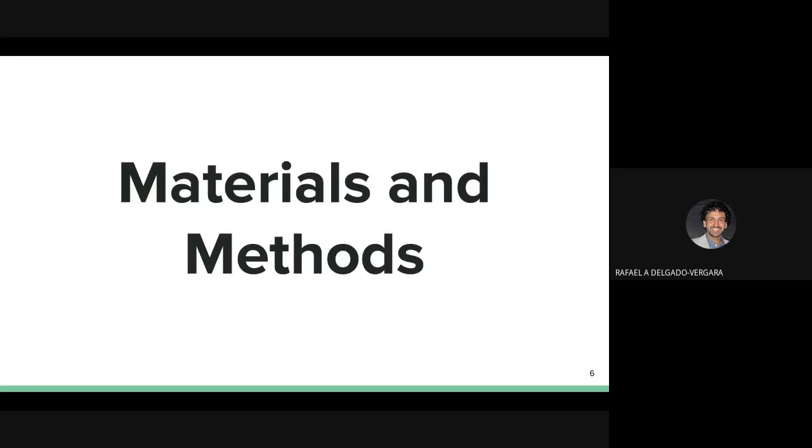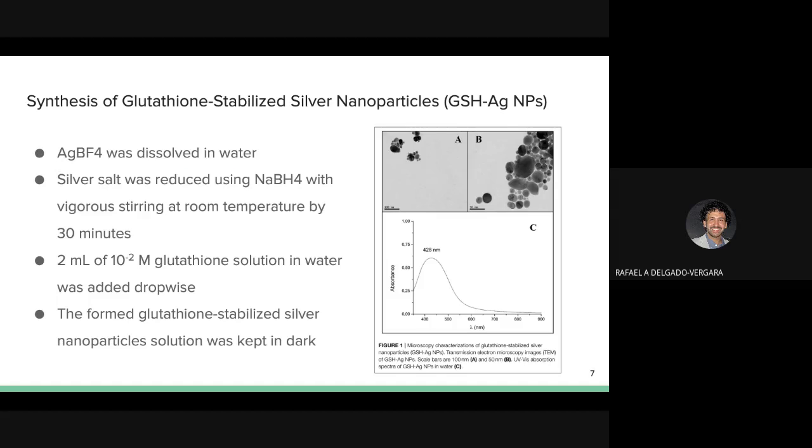With the materials and methods, we're going to briefly explain it. In the synthesis of glutathione stabilized silver nanoparticles, GSH-AgNPs, as we abbreviate, silver tetrafluoroborate, AgBF4, was firstly dissolved in water. The silver salt was reduced using sodium tetrahydroborate with vigorous stirring at room temperature.